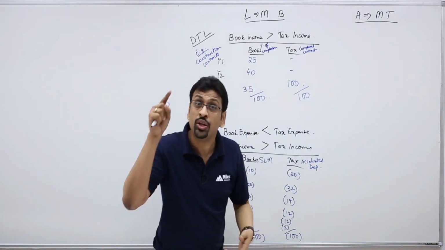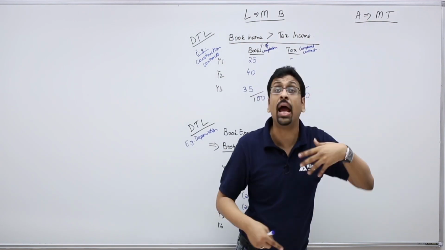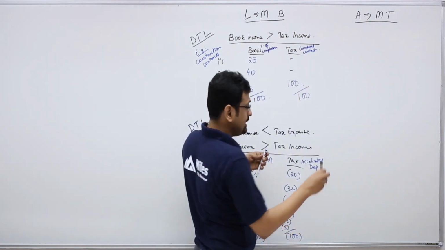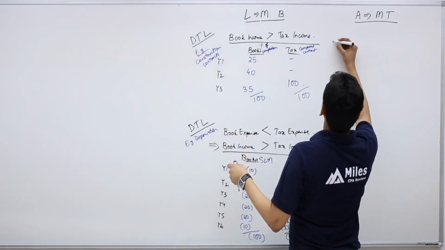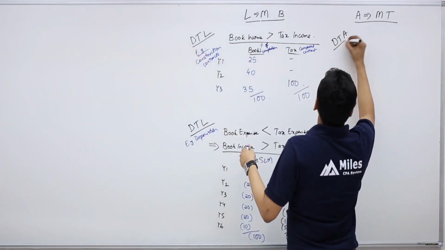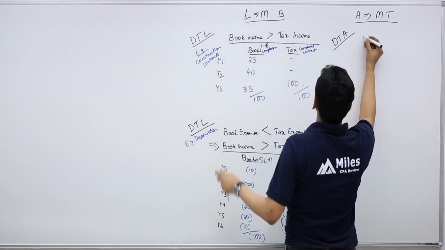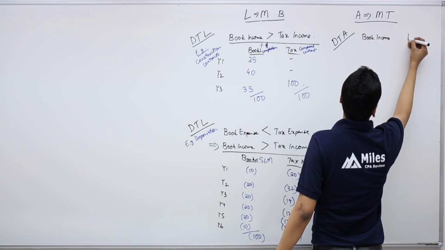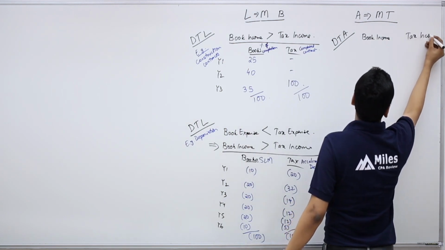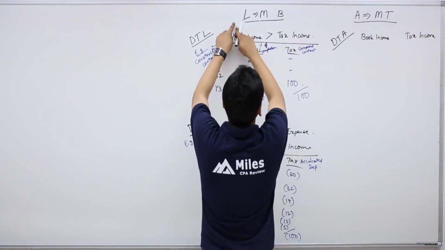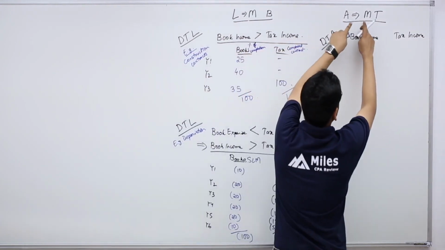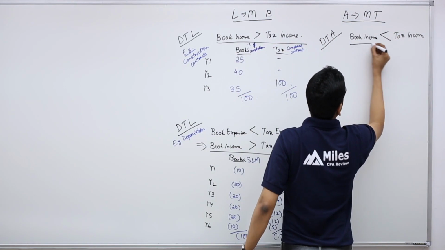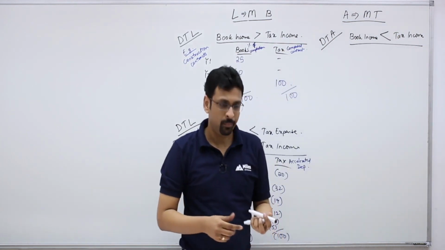Now let's talk about deferred tax assets. So we're going to have DTA. Now, let's say we're looking at book income and tax income. In DTL, I said more book income today. Now we are saying more tax income. So this number is higher: tax income is more than book income.